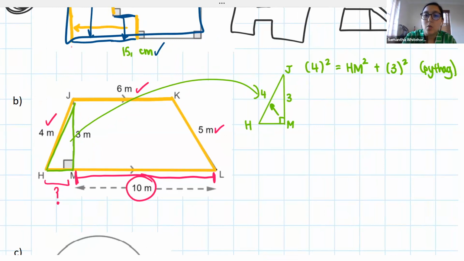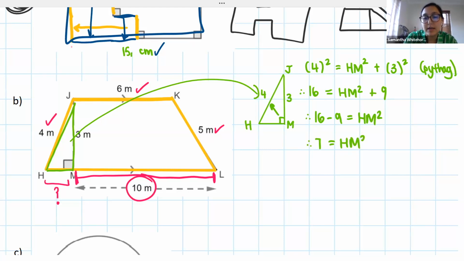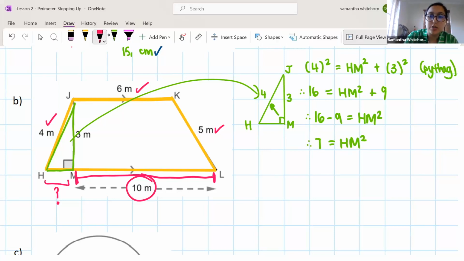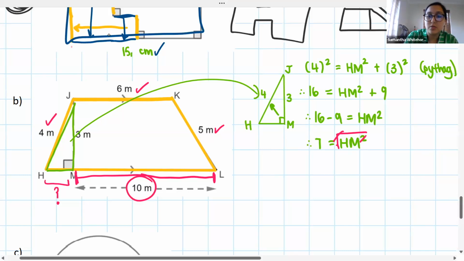Alrighty. Once we've got that, we've got 16 is equal to HM squared plus 9. Inverse operations, I need to subtract 9 on both sides in order to get the HM squared alone. And 16 minus 9 is 7. Now remember grade 8s, we're looking for HM, not HM squared. So we need to square root both sides in order to get rid of the square.